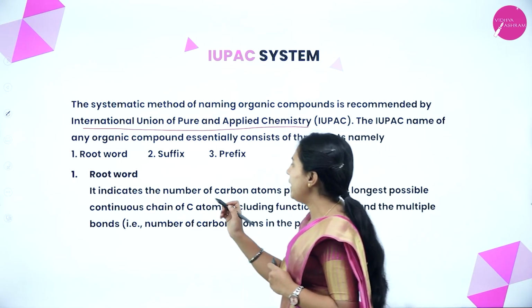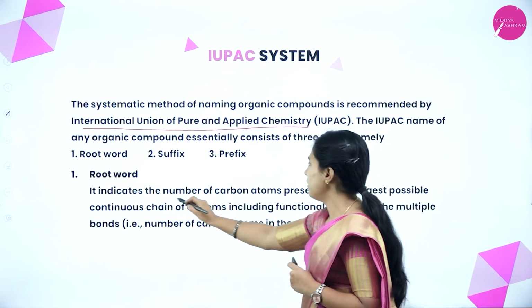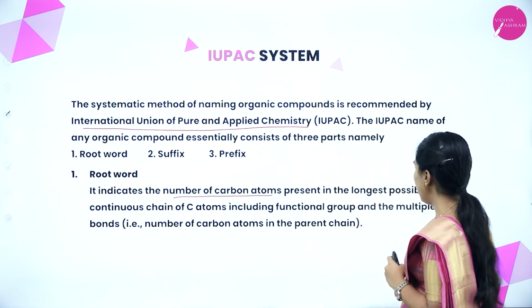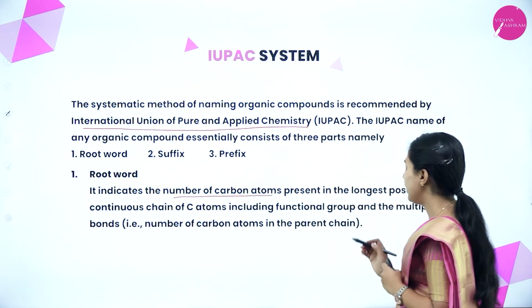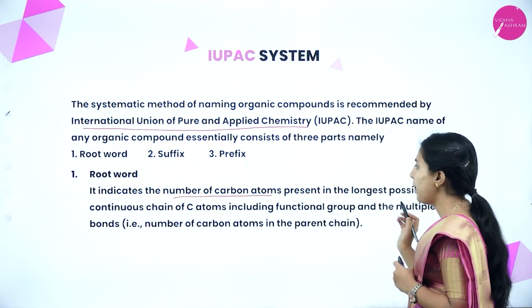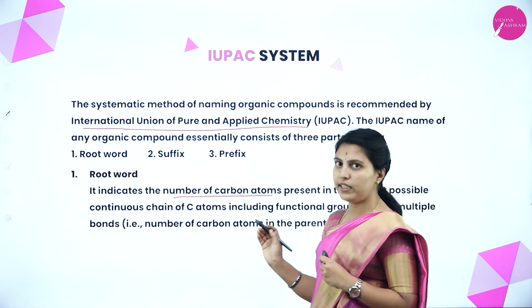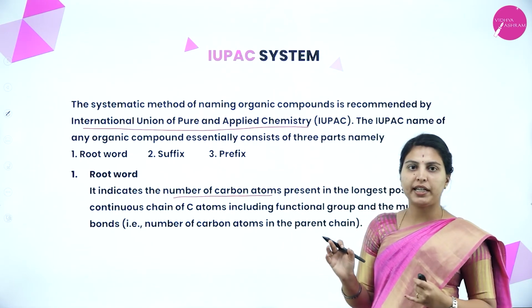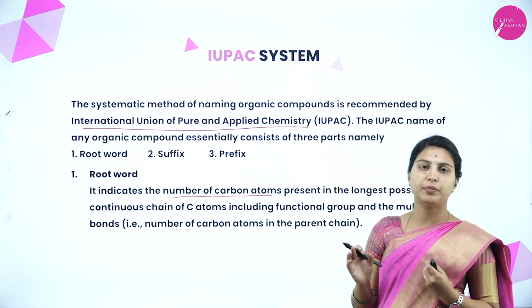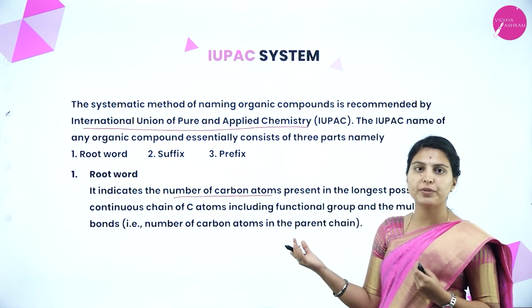Root word indicates the number of carbon atoms present in the longest possible continuous chain of carbon atoms, including the functional group and the multiple bonds. What it does means, in the organic compound, how many carbon atoms are present, what kind of bond is present, and what kind of functional groups are present.